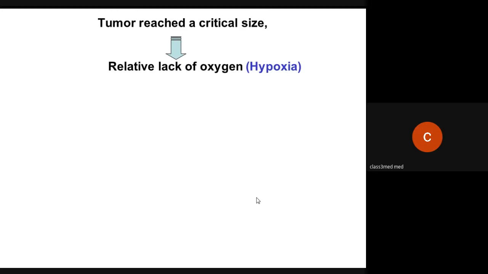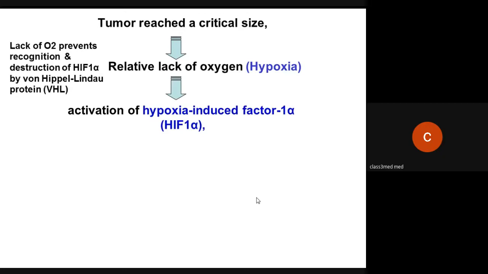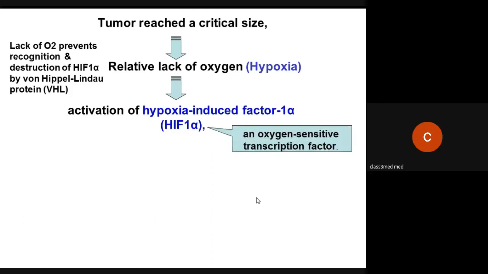The hypoxia results in activation of a transcription factor called hypoxia-inducible factor 1 alpha. Normally, in the presence of oxygen, this transcription factor is destroyed by the von Hippel-Lindau protein. Hypoxia prevents the destruction of the hypoxia-inducible factor 1 alpha by the von Hippel-Lindau protein. This is an oxygen sensitive transcription factor.